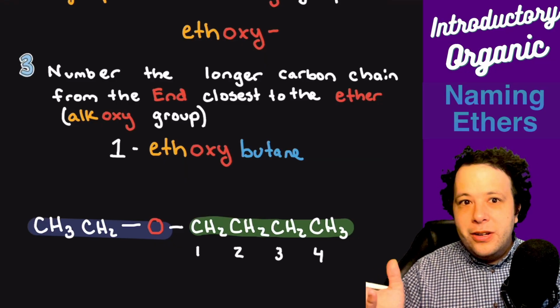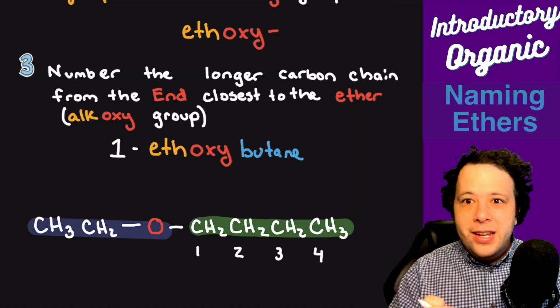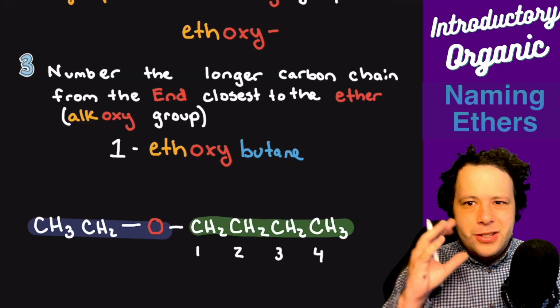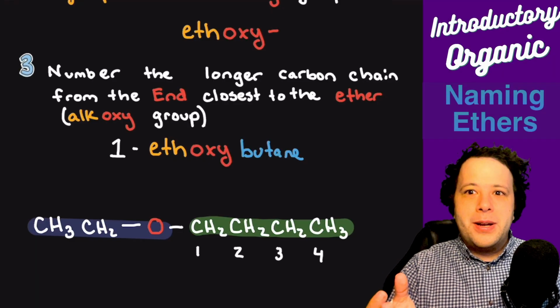Now keep in mind, we usually do drop ones whenever it's at the end of a chain, but if you want to be thorough about it and just make sure, hey, I know this really well, I would recommend numbering it.